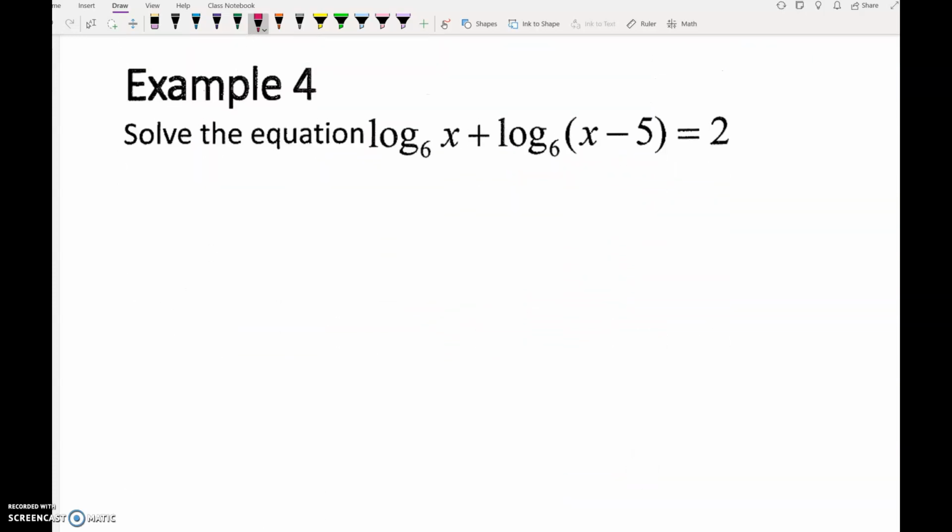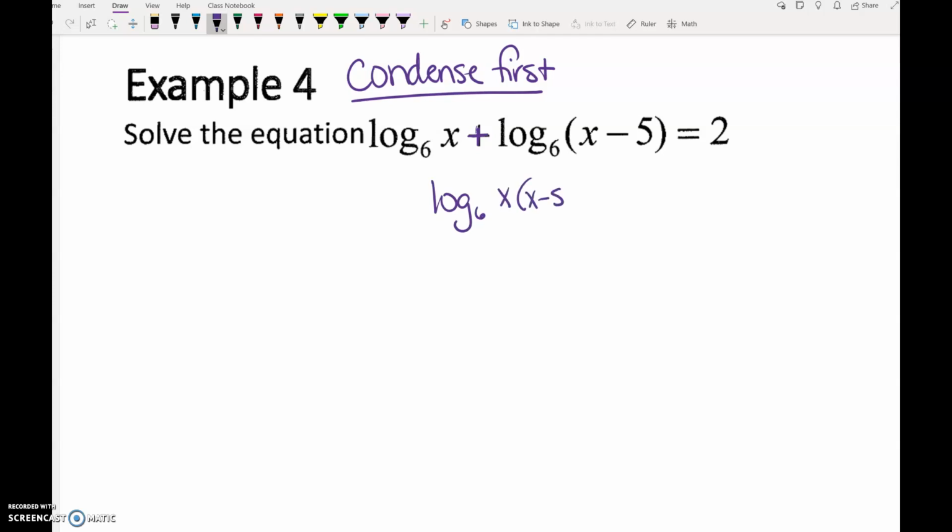In example 4, in your notes, I would write that when there is more than one logarithm, you're going to need to condense first. So remember the lesson where we talked about expanding and condensing logarithms? That's 11.4, part 2. We need to condense this down to just one logarithm first. So there's a plus in between these two logs. That means this will condense down to log base 6 of x times x minus 5 equals 2. So the x and the x minus 5 will come together inside the same logarithm.